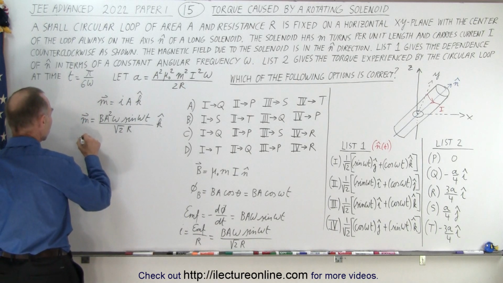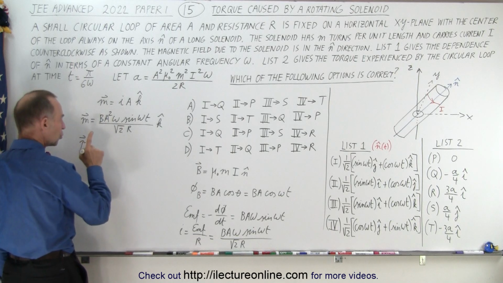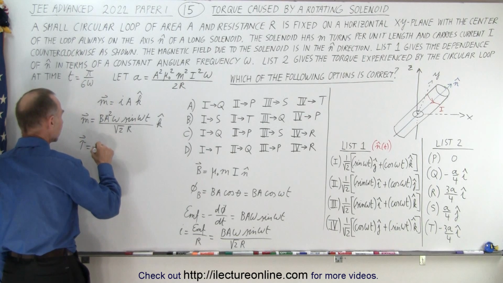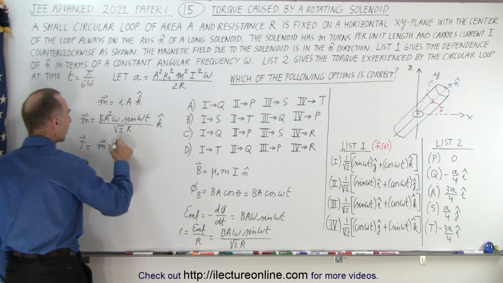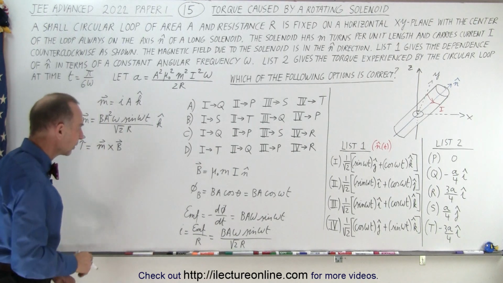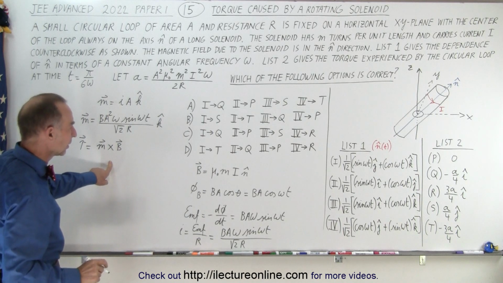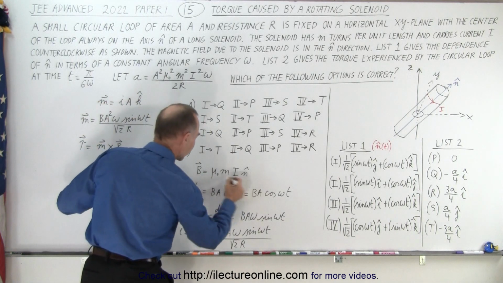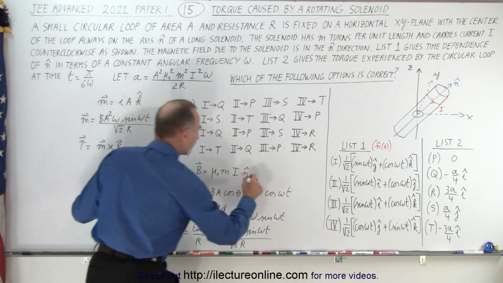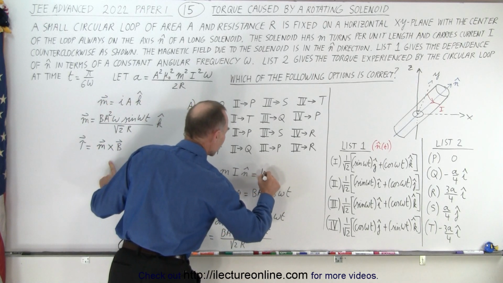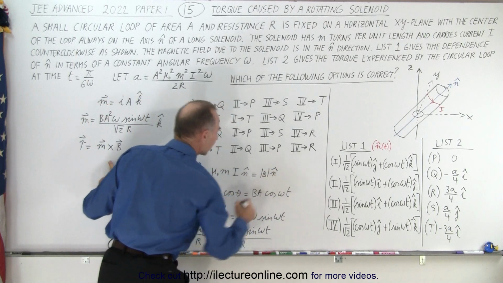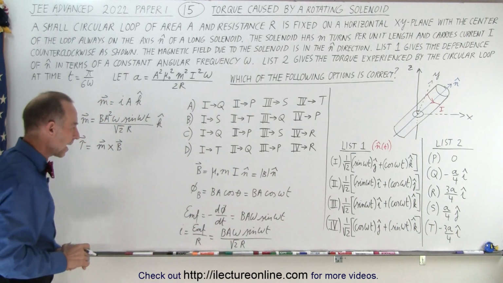And the torque is going to be equal to the magnetic moment crossed with the B field, with the magnetic field. So now the magnetic field is equal to this. Or we could say this is equal to the magnitude of B in the n direction. So we're going to write it like that.